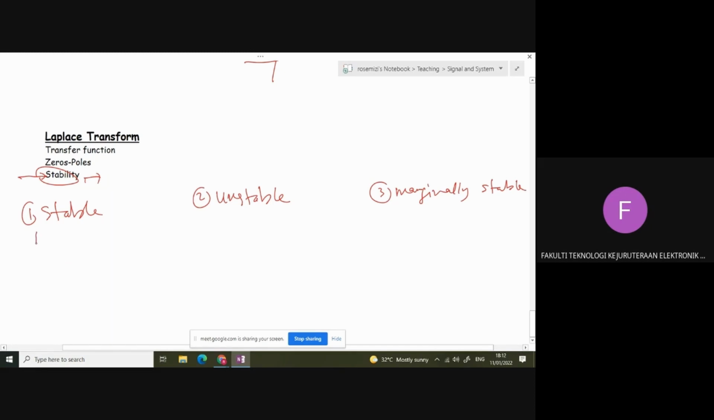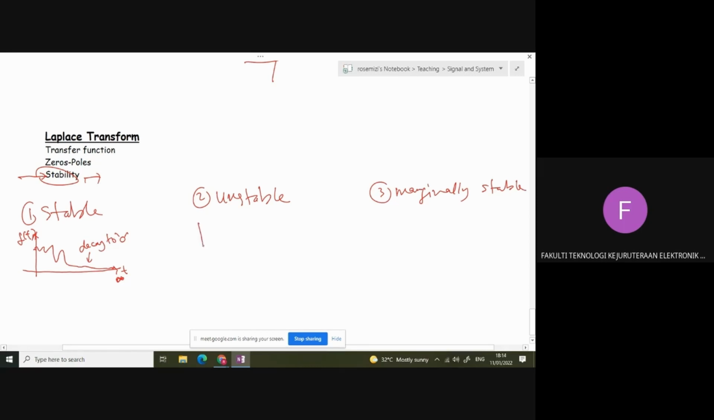For a stable system, let's say we have this graph, F(t) versus time. Let's say we have a system function like this. The system goes, and then it will start to decay, decay to 0. At t equal to infinity, approaching infinity, our function decays to 0. So this is what we call a stable system.